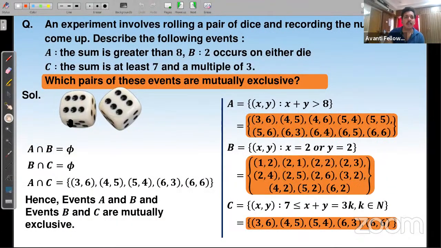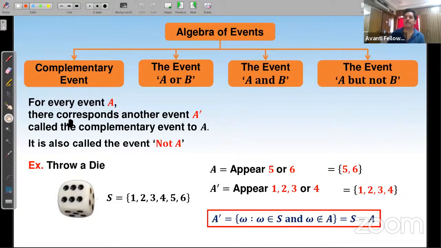Okay, and yeah, look at here, everyone. Complementary event. This is very important. A complementary event, A union B, A or B, and event A and B, A but not B. Please tell me. Complementary event, first one. Okay, algebraic events. We are going to discuss what is a complementary event, and the second one is A union B, and the third one is A and B, means A intersection B, and the last one is A but not B, means A minus B. Is it okay?